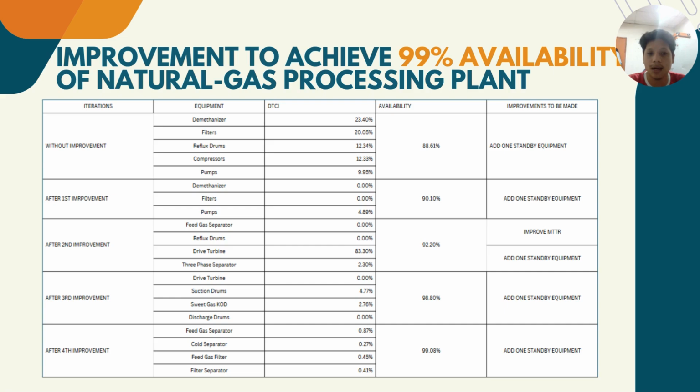Next, we focused on the reflux drum and drive turbine, which still showed high DTCI values. By improving MTTR and adding another standby unit for the reflux drum and drive turbine, we raised the availability to 92.2%. Further improvements were made to components like the suction drum, sweet gas KOD, and discharge drum by introducing redundancy, which brought us to 98.8%. Finally, minor adjustments like adding standby filters and optimizing the coil separator configuration pushed us to 99% availability. Each step was guided by BlockSim simulation, targeting high DTCI contributors while balancing redundancy and maintainability.